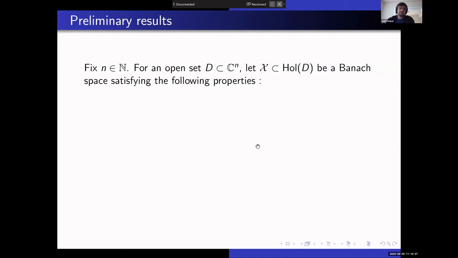So for the basic notation, I'm going to fix an n natural number, and I'll take an open set inside of C^n.